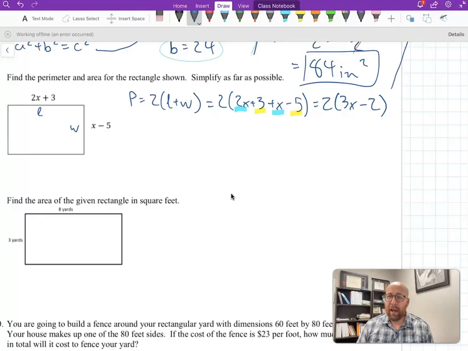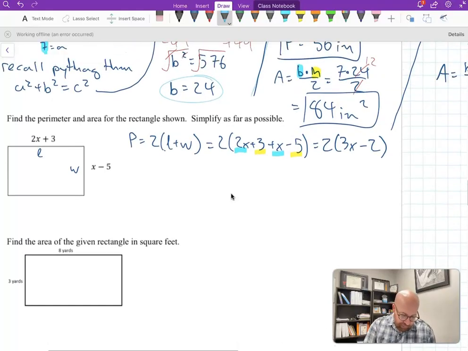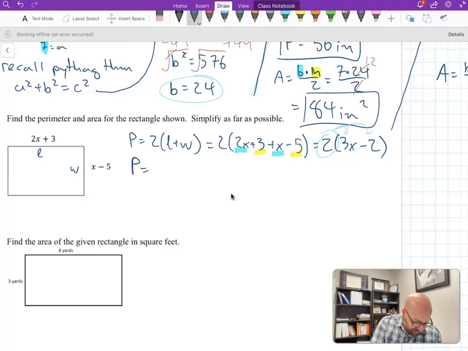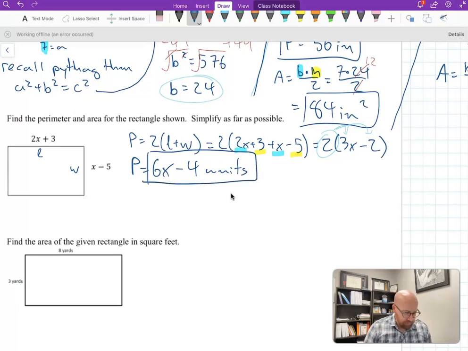And we've talked about how to simplify algebraic expressions. We would want to get rid of our parentheses. How do we get rid of parentheses? We distribute. And so this is going to give us that P is equal to 2 times 3x is 6x, 2 times negative 2 is a negative 4. And since we don't have any defined units, we're just going to call this units. 6x minus 4 units.